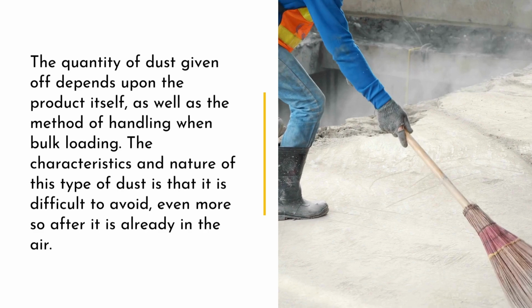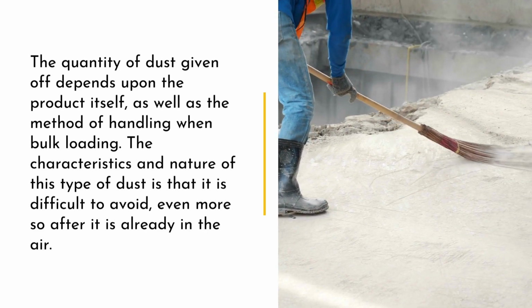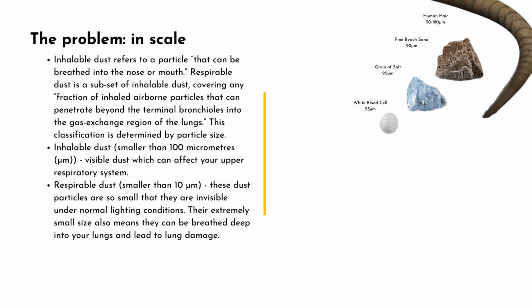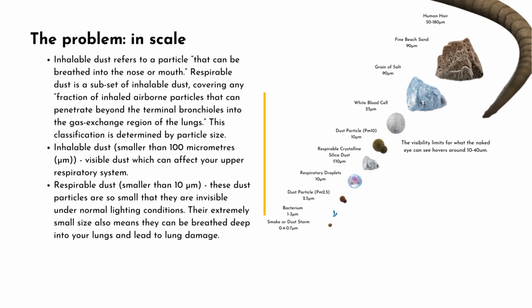When we refer to dust in this instance, we are looking at both inhalable dust and respirable dust, which essentially refers to the size of the dust particles. Inhalable dust is generally visible to the human eye. It's the kind of dust that gets in your nose and mouth and can make you sneeze. It's defined as being smaller than 100 micrometers in size, and it usually affects the upper respiratory system including the mouth, nose, throat, and upper respiratory tract.